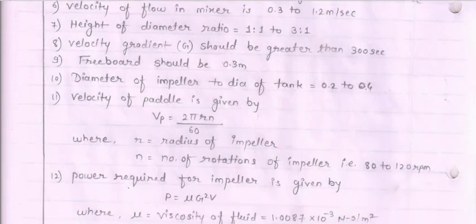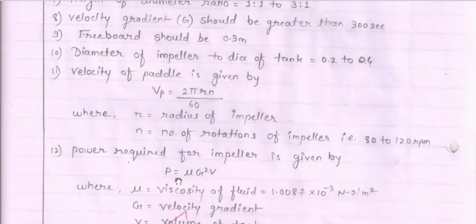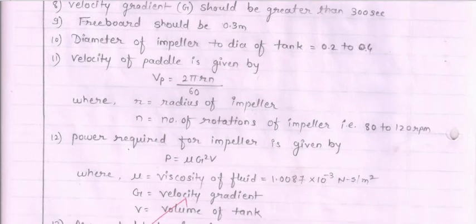But also μ, that is the dynamic viscosity of the fluid, is 1.0087 × 10^-3 Newton second per meter square. G is the velocity gradient, and V is the volume of the tank.